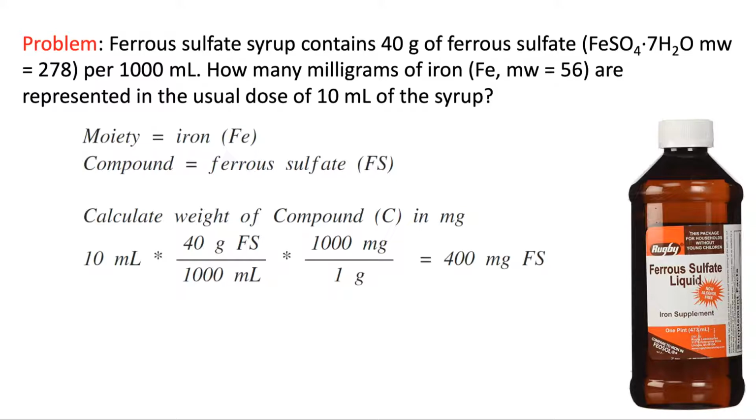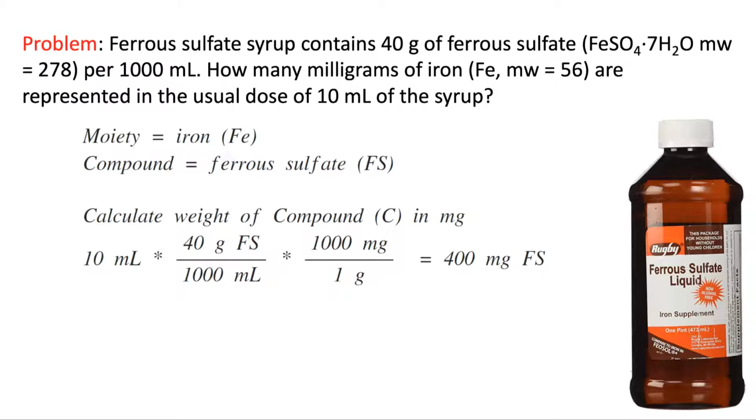Okay, so if I multiply this way, milliliters cancel, and I will be in grams of ferrous sulfate. But I want to know my dose in milligrams. So let's multiply that by the fact that there's 1,000 milligrams for every 1 gram, so that grams cancel, and my final units would be in milligrams. So if I do that math from left to right all the way over, my resulting answer would be 400, and that represents 400 milligrams of ferrous sulfate.